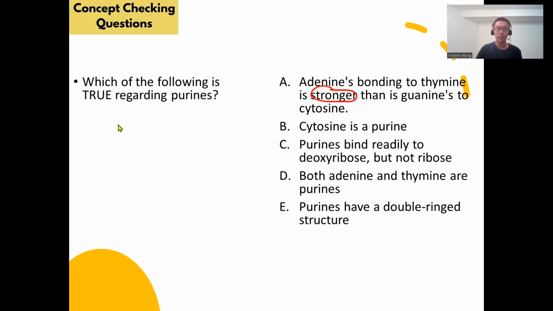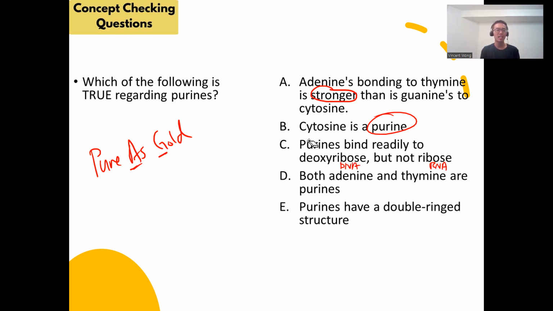Next one: cytosine is a purine. Remember, pure as gold. That's the phrase to remember. So purines are adenine and guanine, which means this is not true. Cytosine is a pyrimidine. Purines bind readily to deoxyribose but not ribose. That's also incorrect. Deoxyribose is DNA, ribose is RNA.